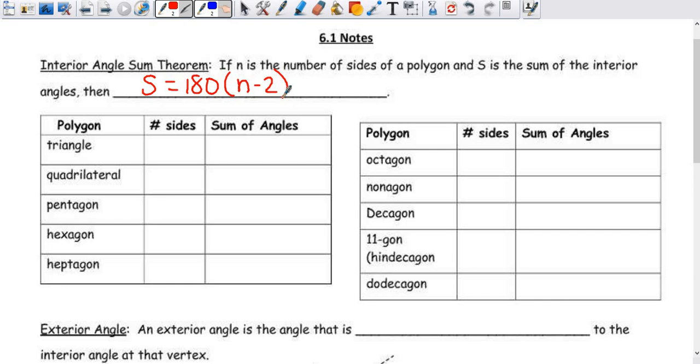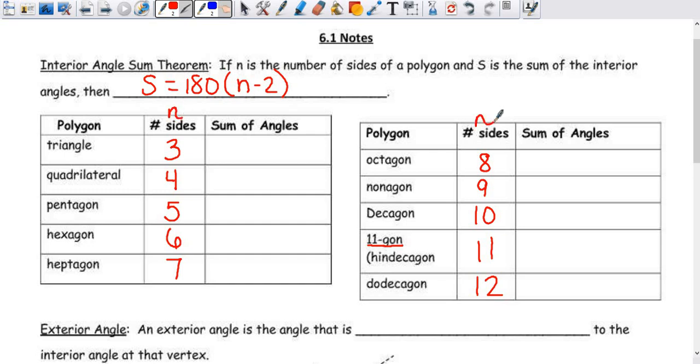So let's try that out with a few of the polygons that we know. Let's first go ahead and fill in all the sides of these because you will have to recognize these polygons by name. So a triangle we know has 3 sides. Quadrilateral, quad means 4. Penta means 5 for a pentagon. Hexagon is 6 sides. Hepta is 7. Octagon is 8. Nonagon is 9. Decagon is 10. With an 11agon, you can see it as how it's written right here, or it will be called a hendecagon, and that is 11 sides, and then dodecagon is 12. All right? So now that we know all the sides, that's our n.